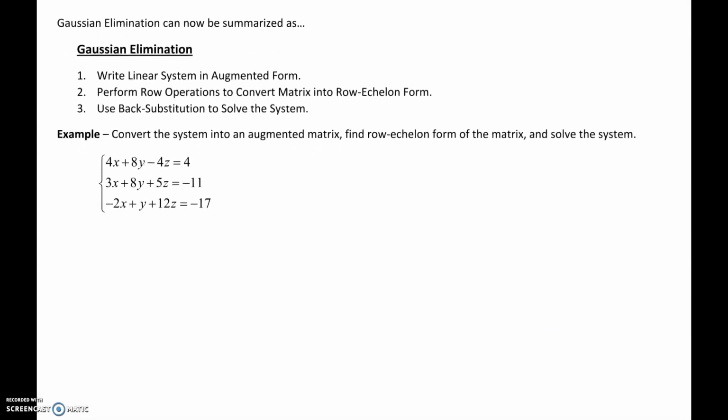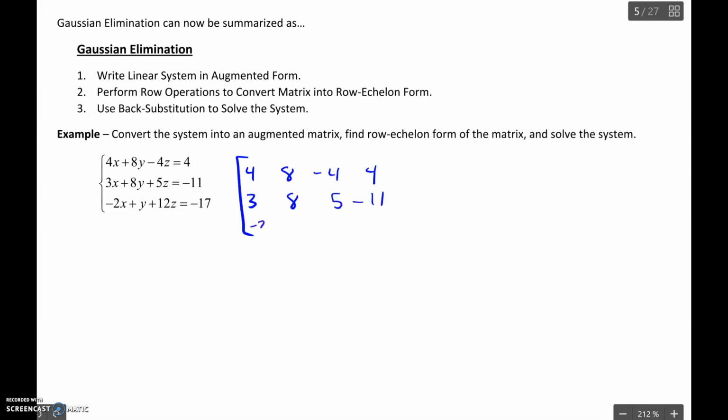Okay, so we are going to use Gaussian elimination to convert this into row echelon form and then solve the system. So first it says to write it as an augmented matrix. So augmented matrix, you have 4, 8, -4, 4, 3, 8, 5, -11, -2, 1, 12, -17.